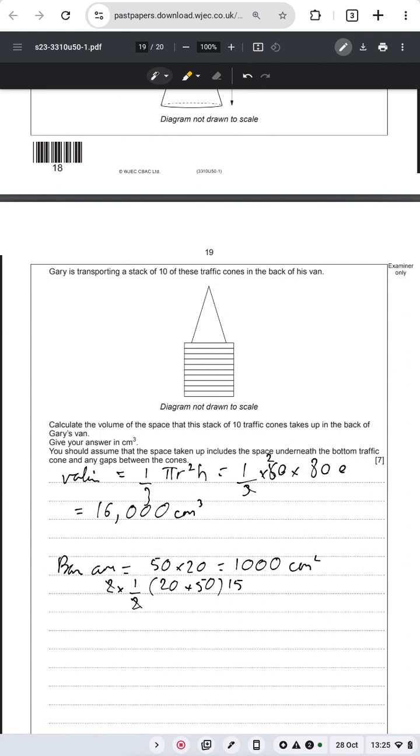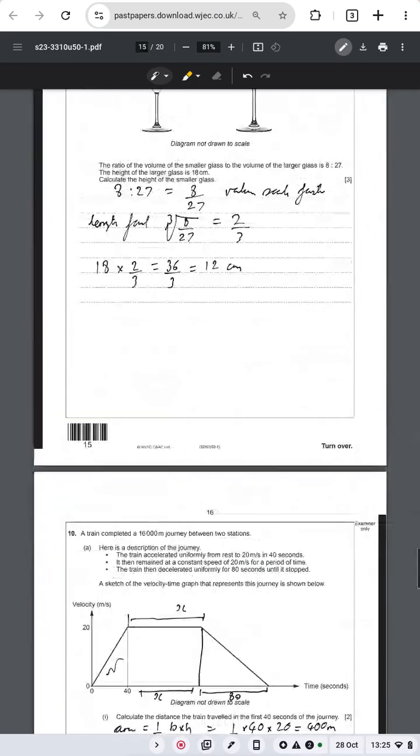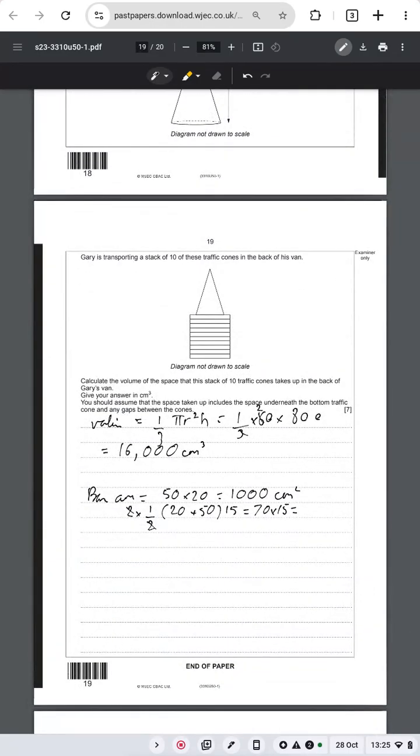So this 2 will cancel with this 2. So effectively we have 70 times 15. 70 times 10 is 700. 5 times 70 is 350. Add the two together gives 1,050. So if we total those two areas, that gives us 2,050. And then the height of the base is equal to 5 times 10, which is 50.